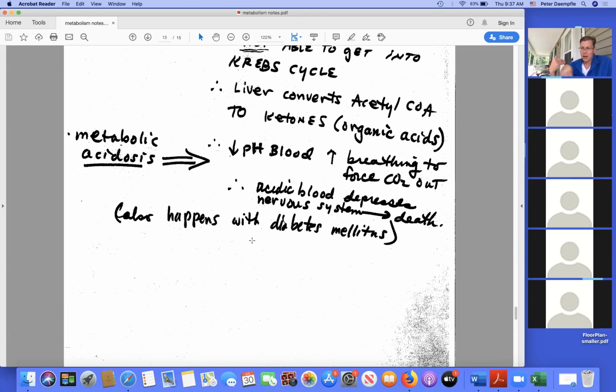This is a risk for diabetes because when the cells are not getting enough sugar because there's not enough insulin, this can happen. Diabetic coma.